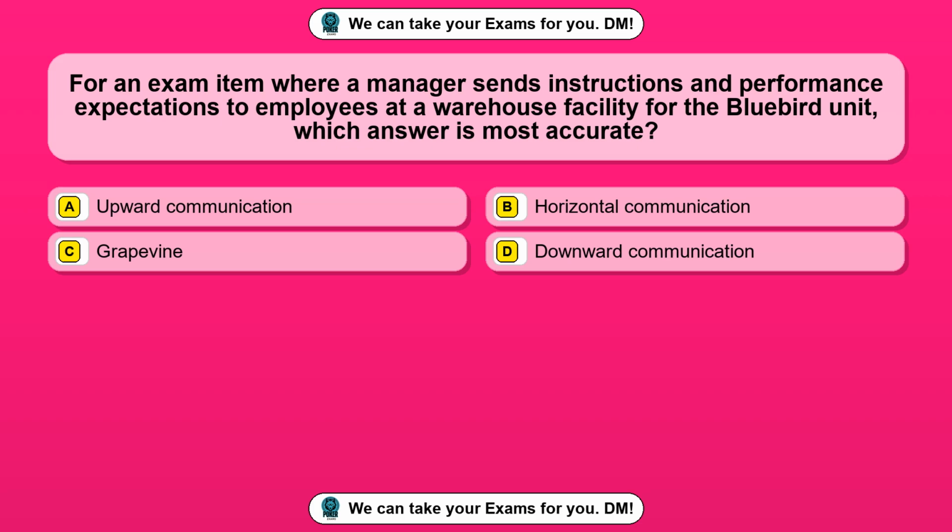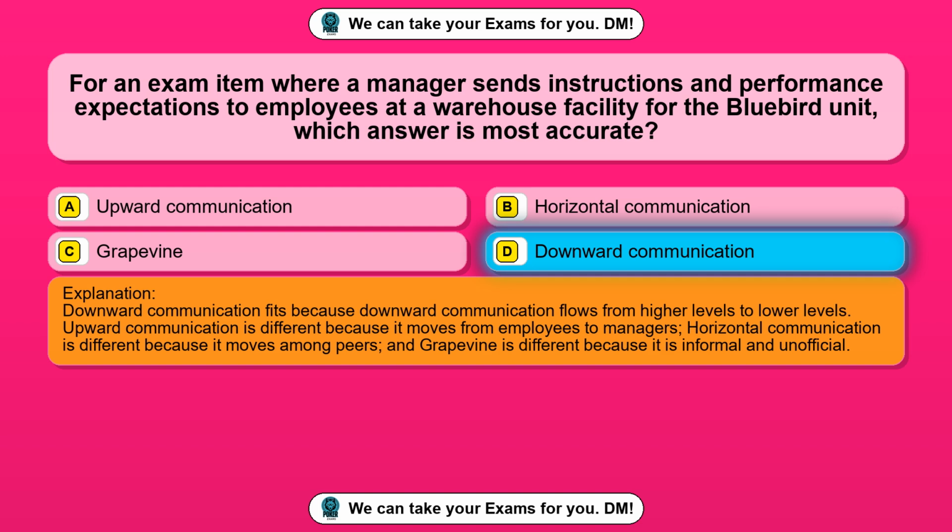Question 41. For an exam item where a manager sends instructions and performance expectations to employees at a warehouse facility for the Bluebird unit, which answer is most accurate? Option A, upward communication. Option B, horizontal communication. Option C, grapevine. Option D, downward communication. The correct answer is option D, downward communication.